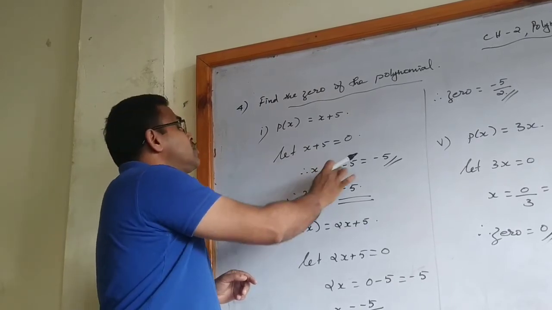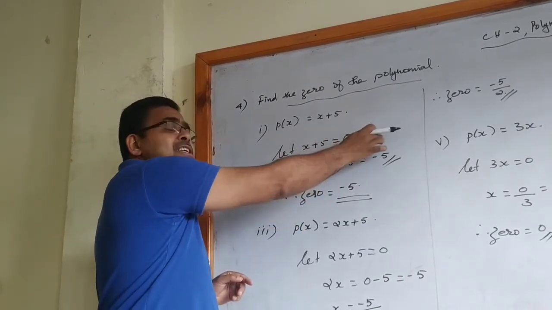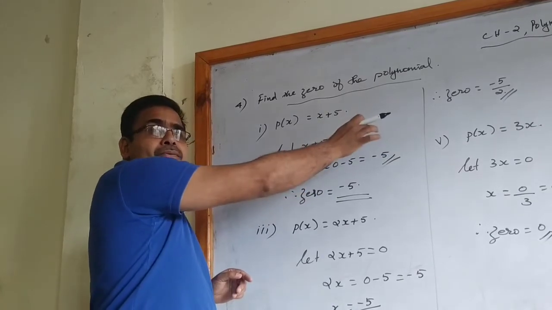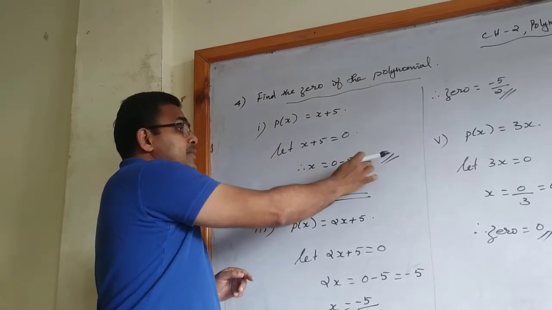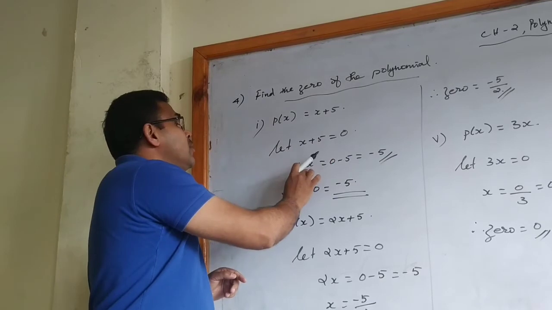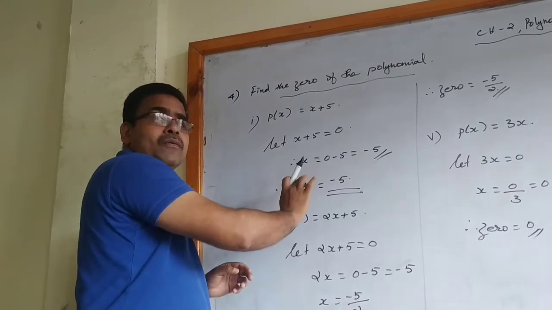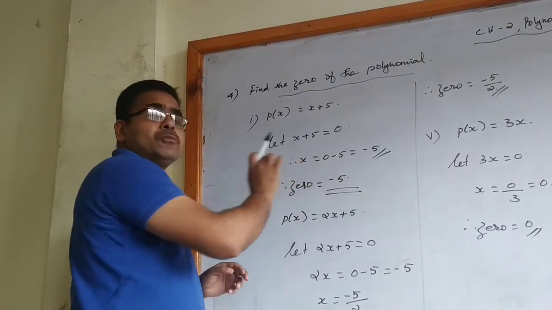x equal to 0 plus 5; when we transpose to the right side, it becomes minus 5. That is x equal to 0 minus 5 equal to minus 5. See, we got the value of the variable. That is the zero of the polynomial. Therefore, zero is equal to minus 5.